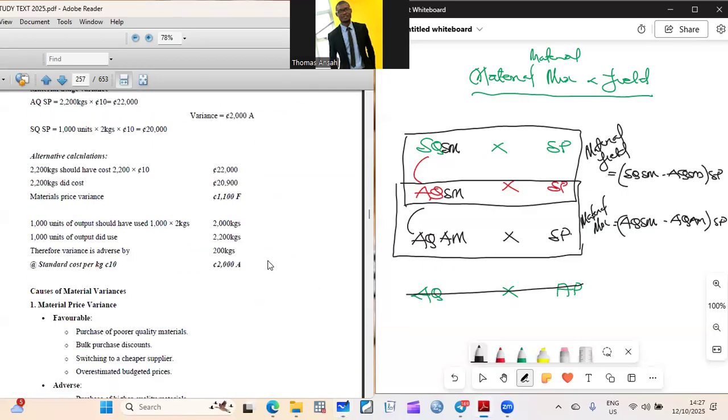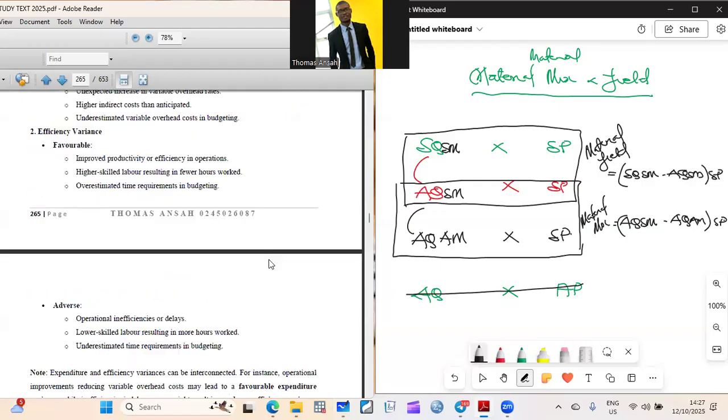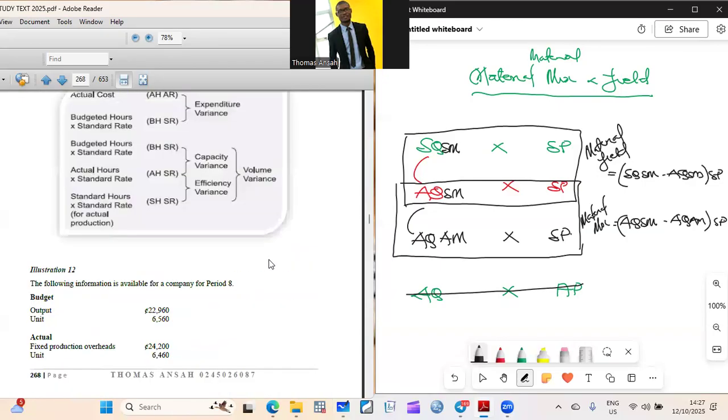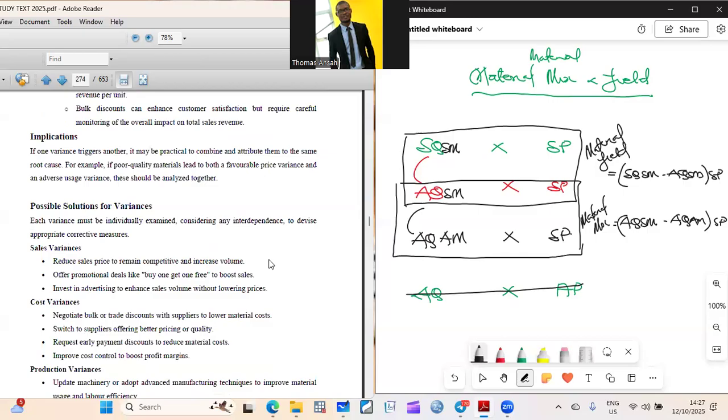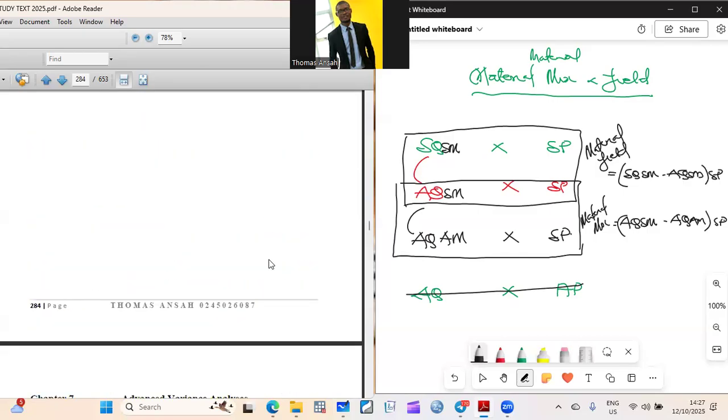So when you go to the advanced variance, let's go to math.